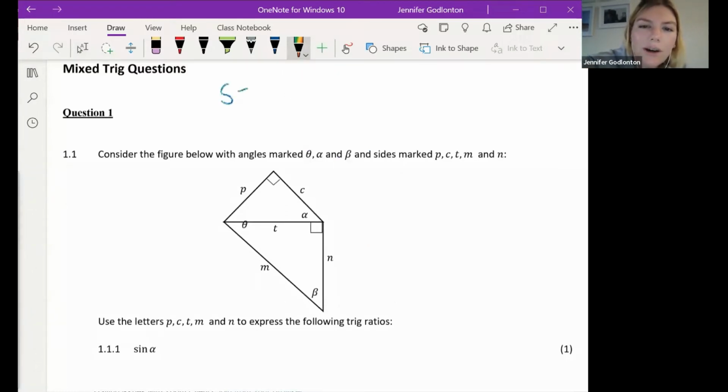We're going to write SOH CAH TOA. Let's just make it a little bit smaller. So SOH CAH TOA, we have sine, which is opposite over hypotenuse. We have cos, which is adjacent over hypotenuse, and we write TOA, which is opposite over adjacent.